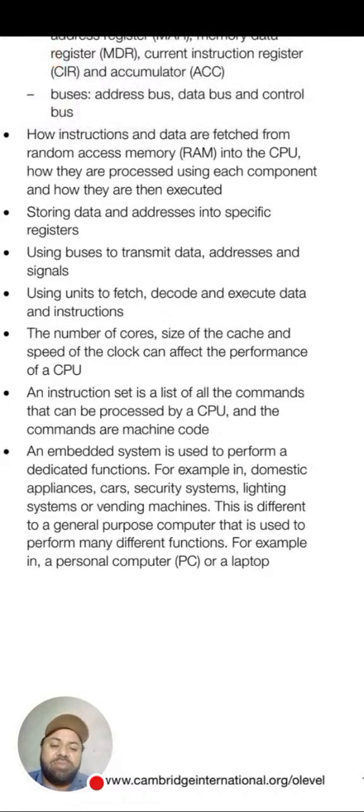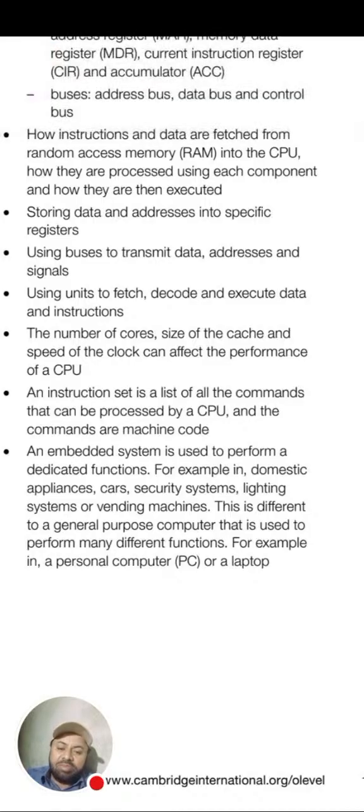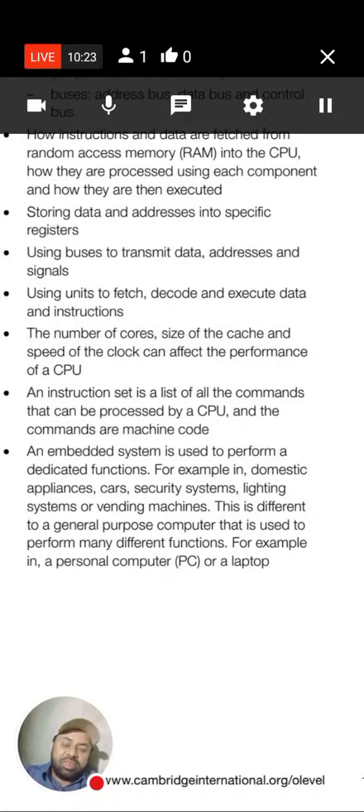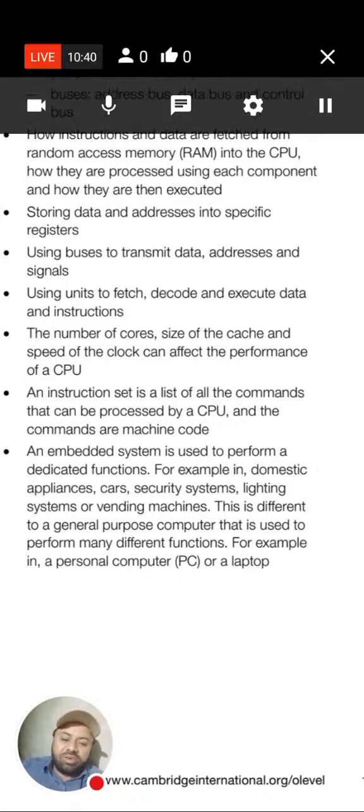This is different to general purpose computers that are used to perform many different functions, for example, personal computers and laptops. A general purpose computer, just like a laptop or PC, can perform many different tasks. You are using different apps, performing different tasks and programs. But when we talk about the security system in a car, it will be for a specific purpose. It's an embedded system, we call it a dedicated function, it will perform it, and it will do nothing else.